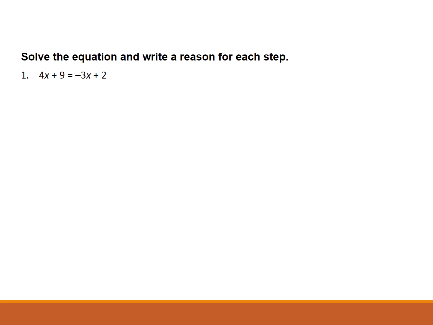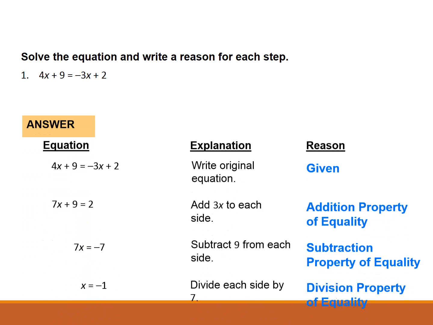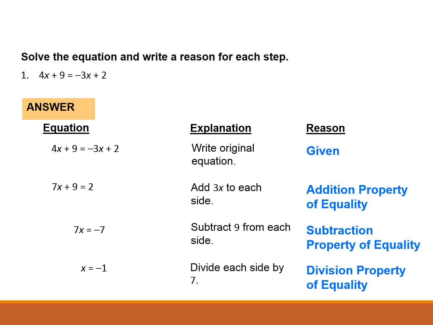Okay, so now we're going to solve the equation, but we're going to write a reason for each step to the right of it. So this first one is just given to us. Now how would we solve? Well, notice we have the given. Then because I always like to add the variable first or subtract the variable, we had to add 3x to both sides because it was a negative. So our explanation is we add 3x to each side. It's the addition property.